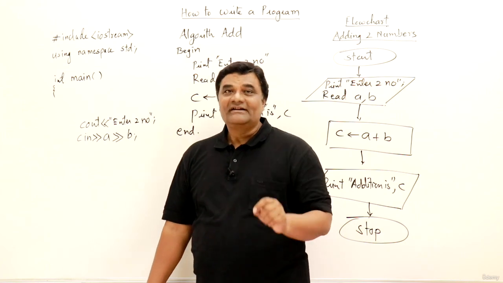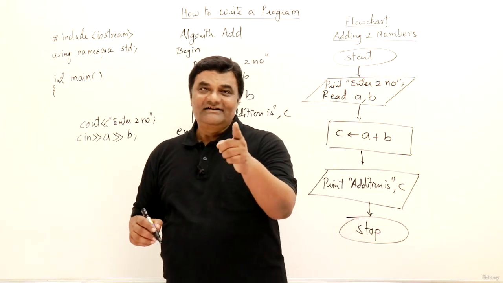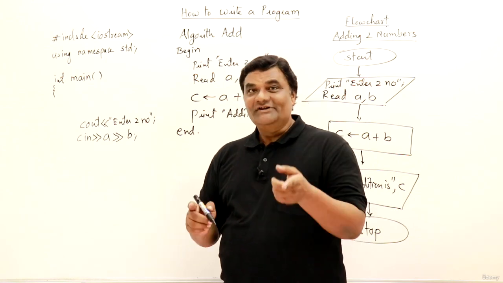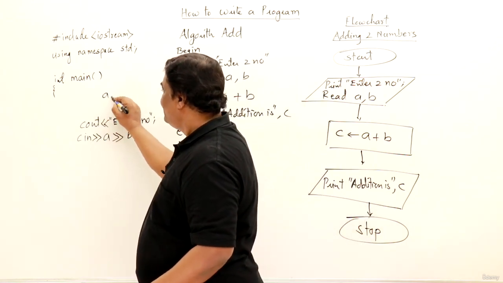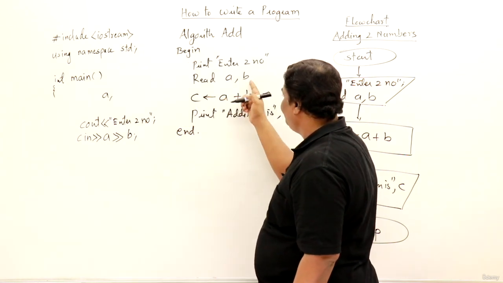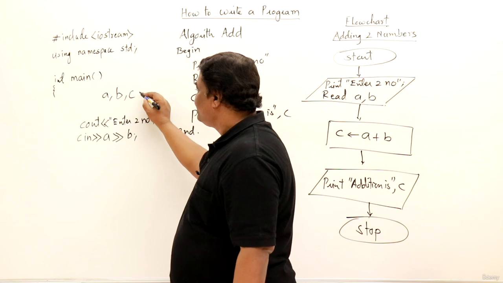Now the important thing, in C++ you cannot directly use the variables unless you have declared them. So we should declare them. Declaring means before using them, here I should declare. So in total how many variables do I have? A, B, C. 3 variables are there.